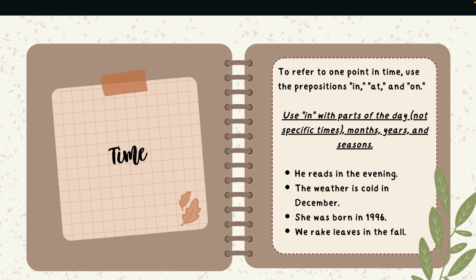Another would be time. In order for us to refer to one point in time in a particular sentence, use the prepositions in, at, and on. So use in with parts of the day, not specific times, like months, years, and seasons. So for example, he reads in the evening. The weather is cold in December. She was born in 1996. We rake leaves in the fall.